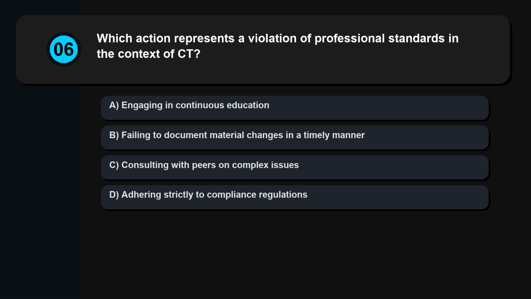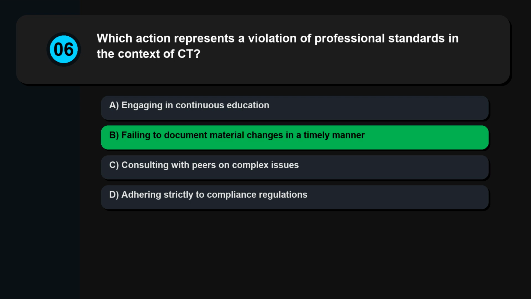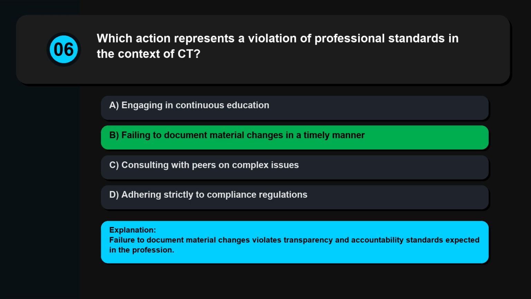Question 6. Which action represents a violation of professional standards in the context of CT? Engaging in continuous education, failing to document material changes in a timely manner, consulting with peers on complex issues, adhering strictly to compliance regulations. Failure to document material changes violates transparency and accountability standards expected in the profession.